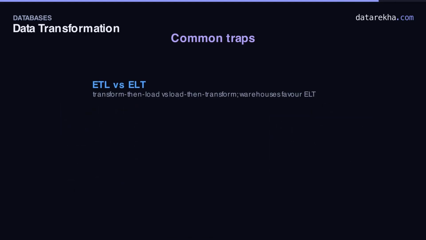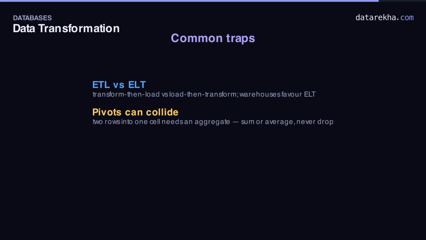Trap 1. Mixing up ETL and ELT. ETL transforms before loading. ELT loads the raw data first and transforms it inside the warehouse. Modern stacks lean toward ELT. Trap 2. Forgetting a pivot must aggregate. When two rows land in one cell, you have to combine them, sum or average. Silently keeping just one is a real bug.